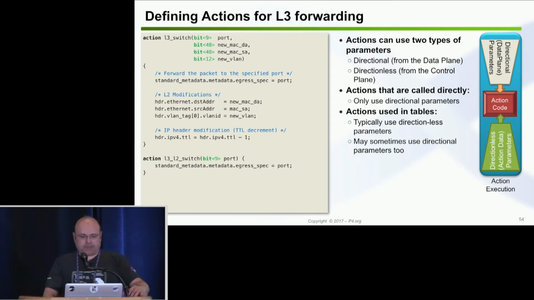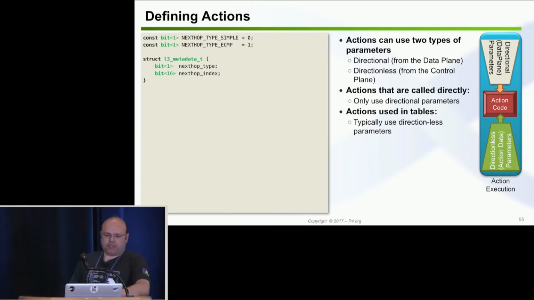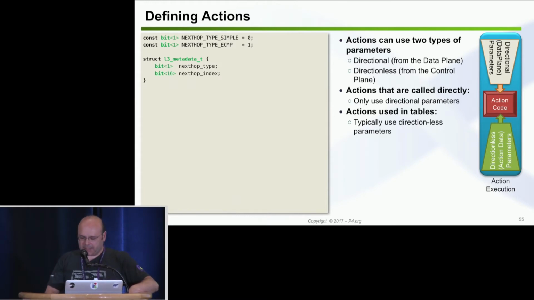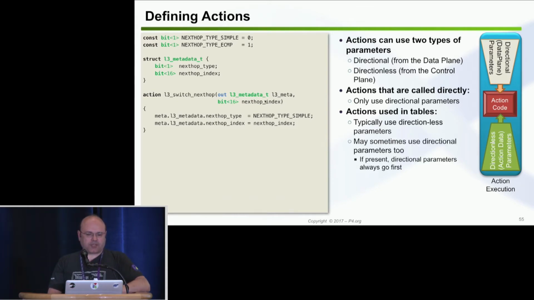So here's some other example. L2 switch is basically sending the packet to a specified port, and drop can be done as a mark to drop action that we saw before. If you want to have actions that operate on some data plane structures, then they will have directional parameters. So here's an example of such an action. It basically takes a structure of the type L3 metadata T, and that is the structure that we defined here. This metadata exists in the data plane, so that's why it has a direction out.